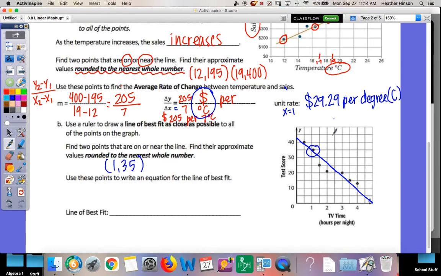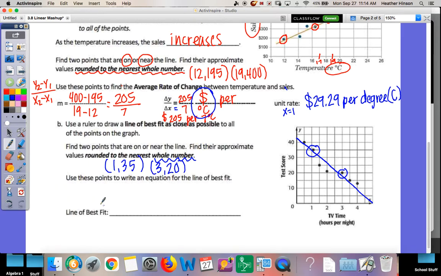And then like this one. Because remember, we want to use whole numbers. This one right here, that's 3.5. So that's not a whole number. So I don't want to use that. So I'm going to go with a whole number, which is 3. And that one hits at 20. So 320.